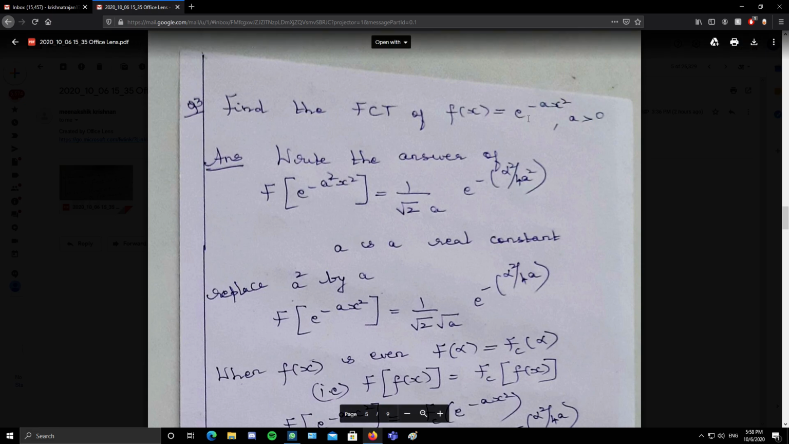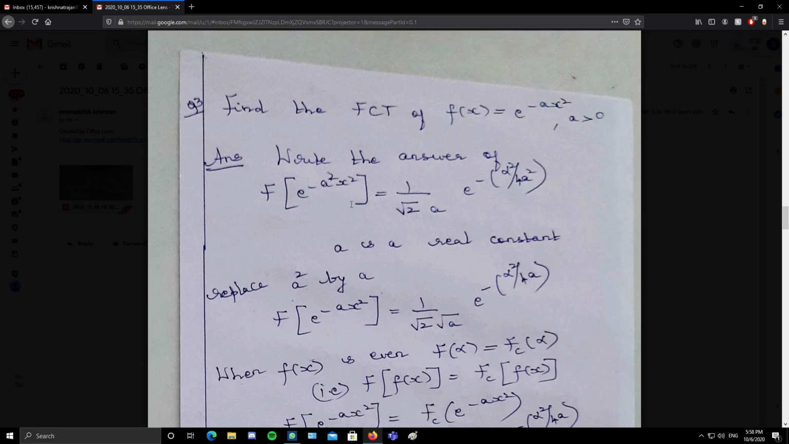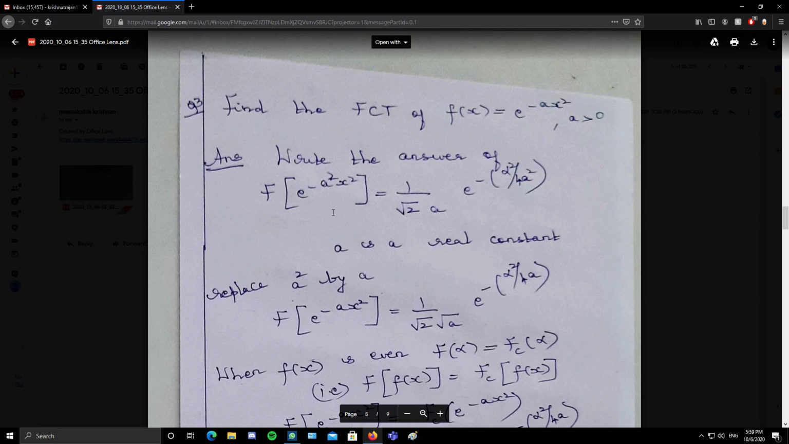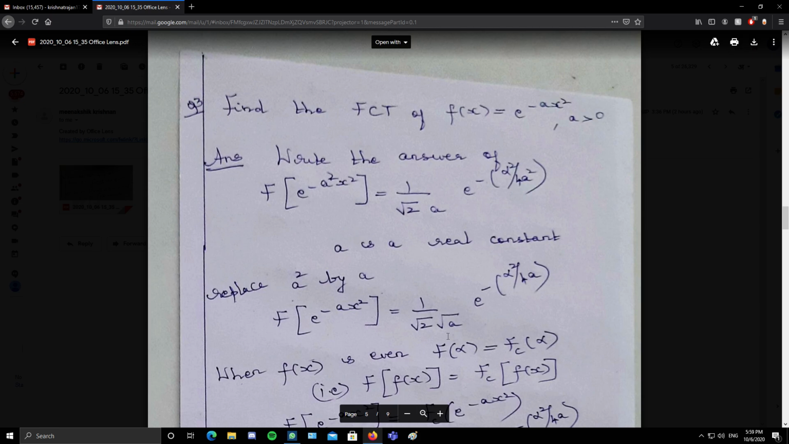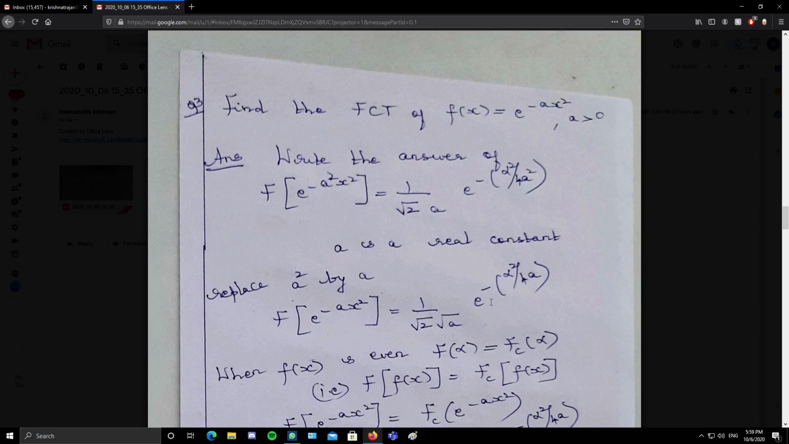Whenever you have this form, make use of the formula. Write the formula first. Transform of e power minus a square x square is 1 by root 2 into 1 by a e power minus alpha square by 4a square. Then we are replacing a square by a. So for F of e power minus ax square is 1 by root 2. When you are replacing a square by a, it is understood that a is replaced by root a, e power minus alpha square by 4a. So you should write the proof of this problem and then do the replacement.